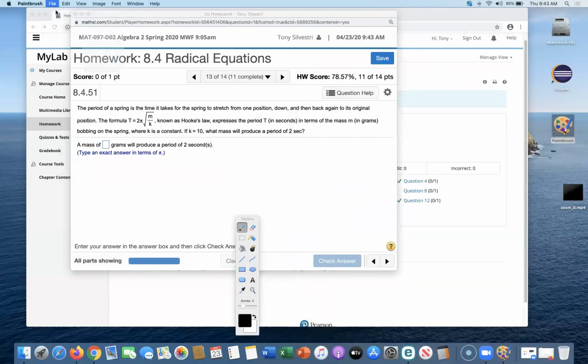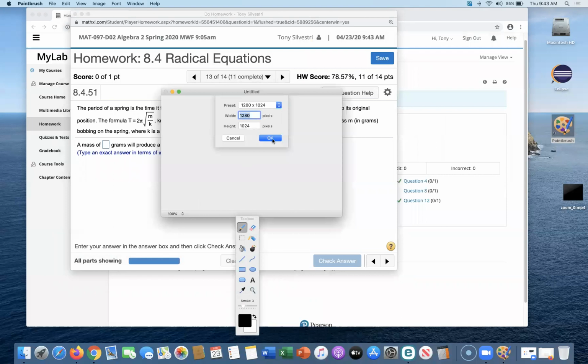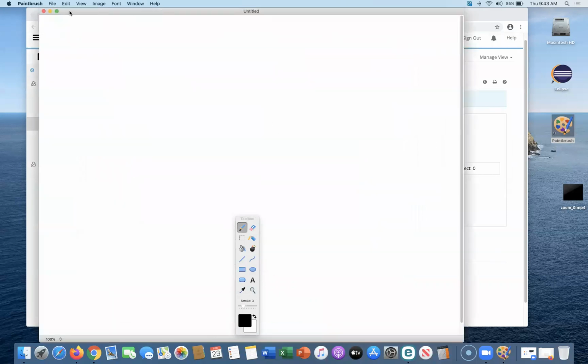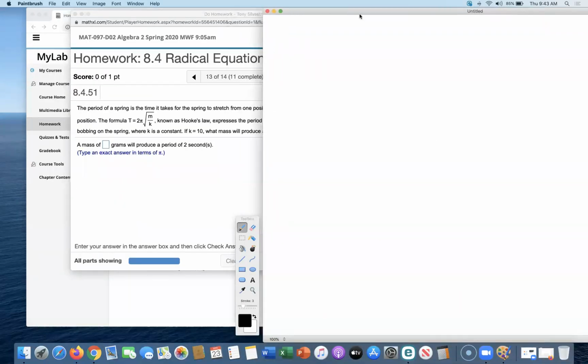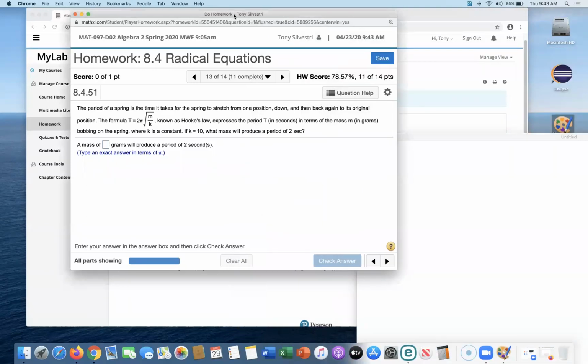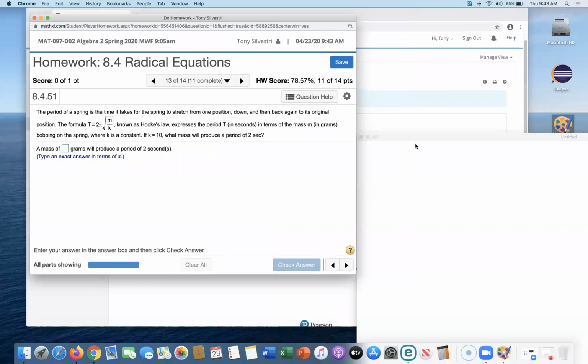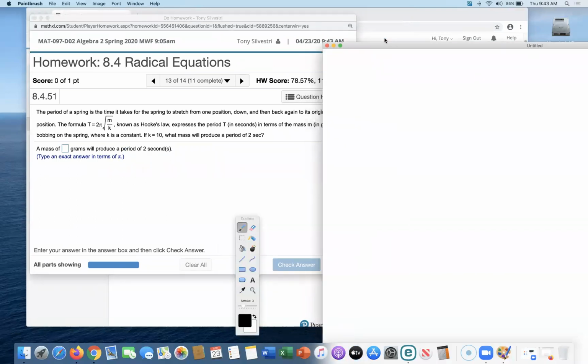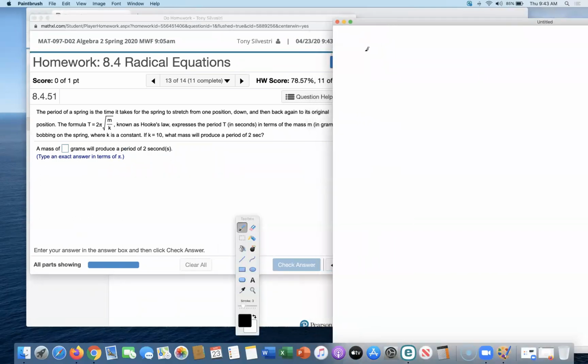File, new. Okay. Let's throw this guy. If you ever take physics, this is one of these standard formulas that you're going to see. If you never take physics, then who cares? T equals 2 pi square root of m over k.